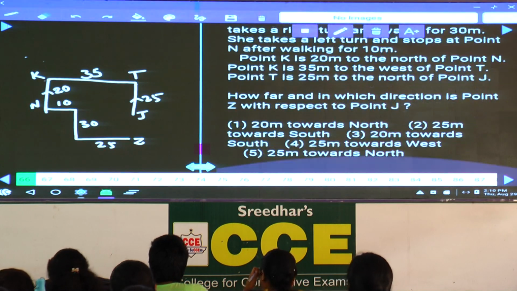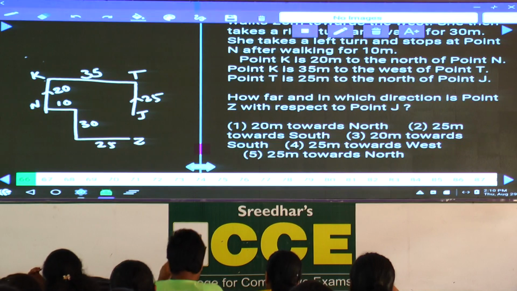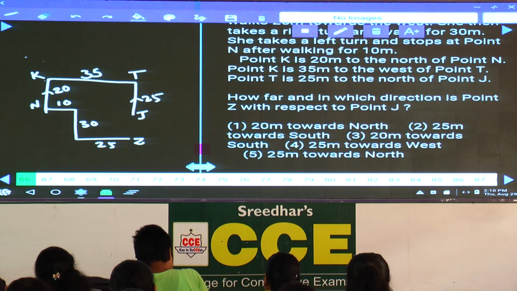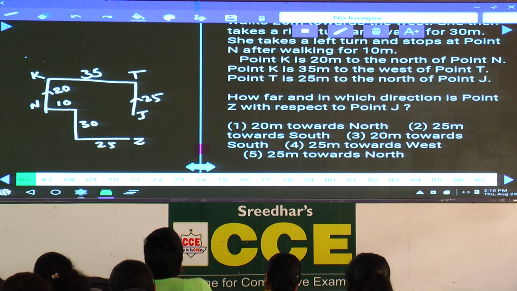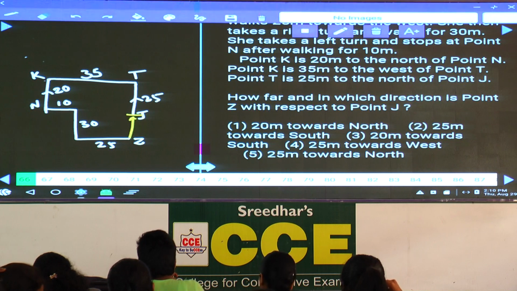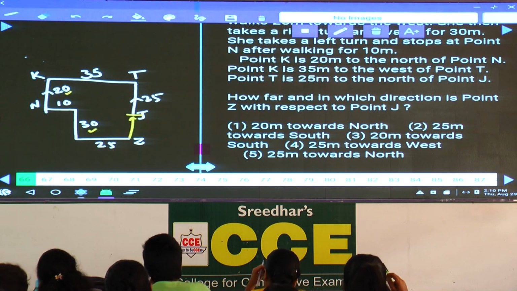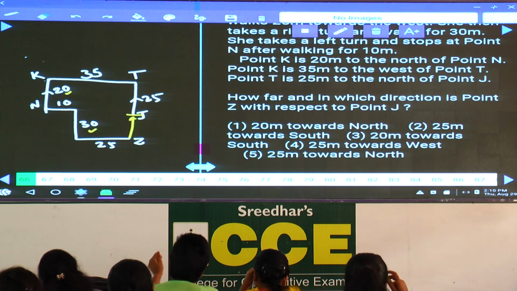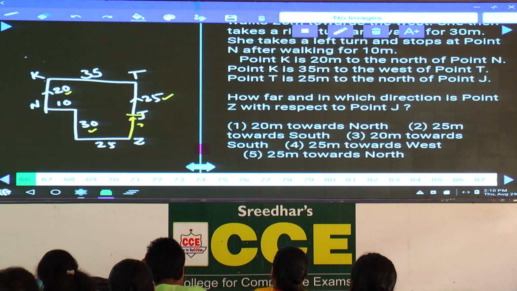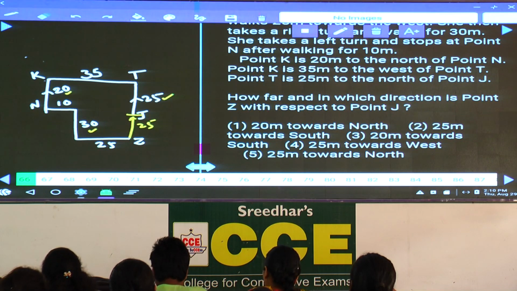Then question number 66. How far and in which direction is point Z with respect to point J? Now we need to find out the distance between these two. What is the total distance here? 30 plus 20 is 50. And here in the reverse it is 25. Then what is left over here? The 25 is left over. Hence the distance between J and Z is 25.